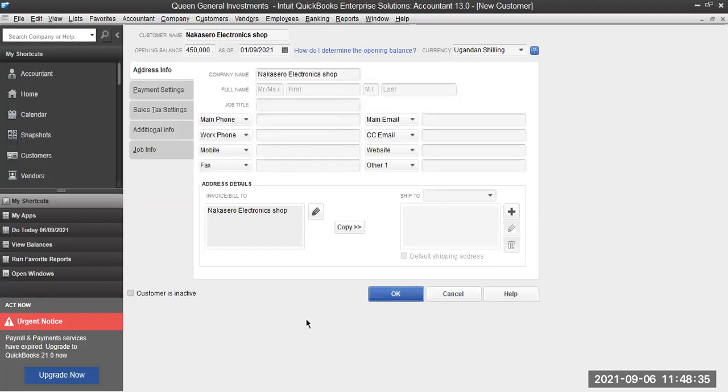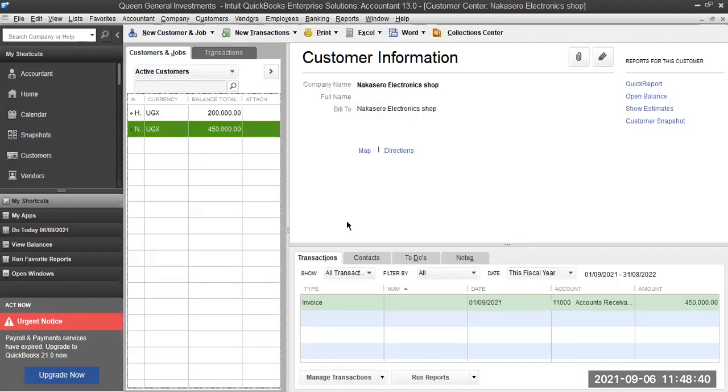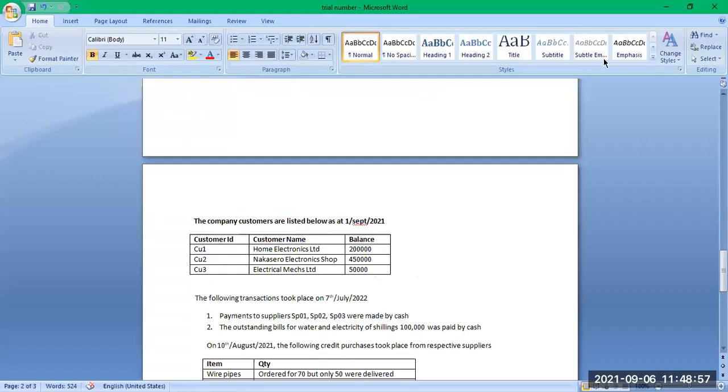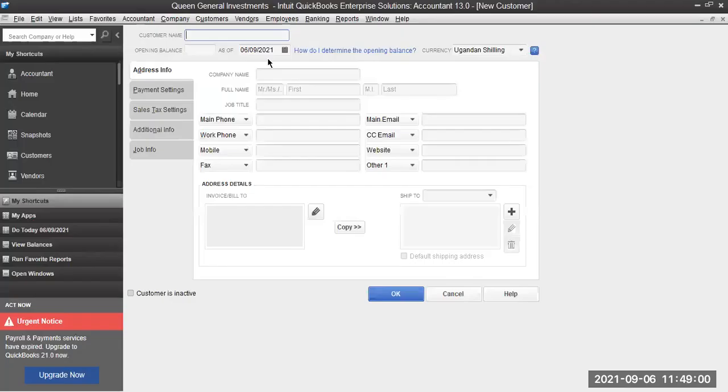Any questions? So far, those are two customers that we have captured and their balances. Then the last customer is Electronic Mix Limited.